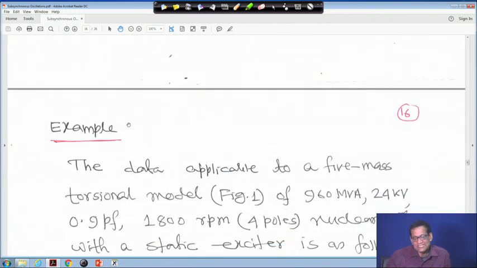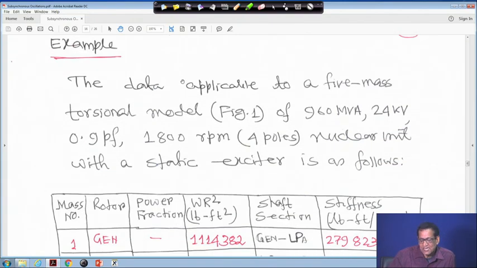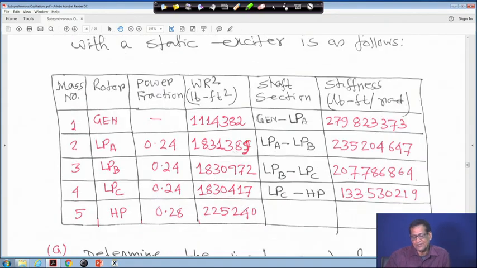Now we will take one example. The data applicable to a 5 mass torsional model, that is figure 1, which we have considered with 5 masses, of 960 MVA, 24 kV and 0.9 power factor, 1800 rpm, 4 poles, 60 hertz. It is a nuclear unit with a static exciter, as follows. These are the data given.